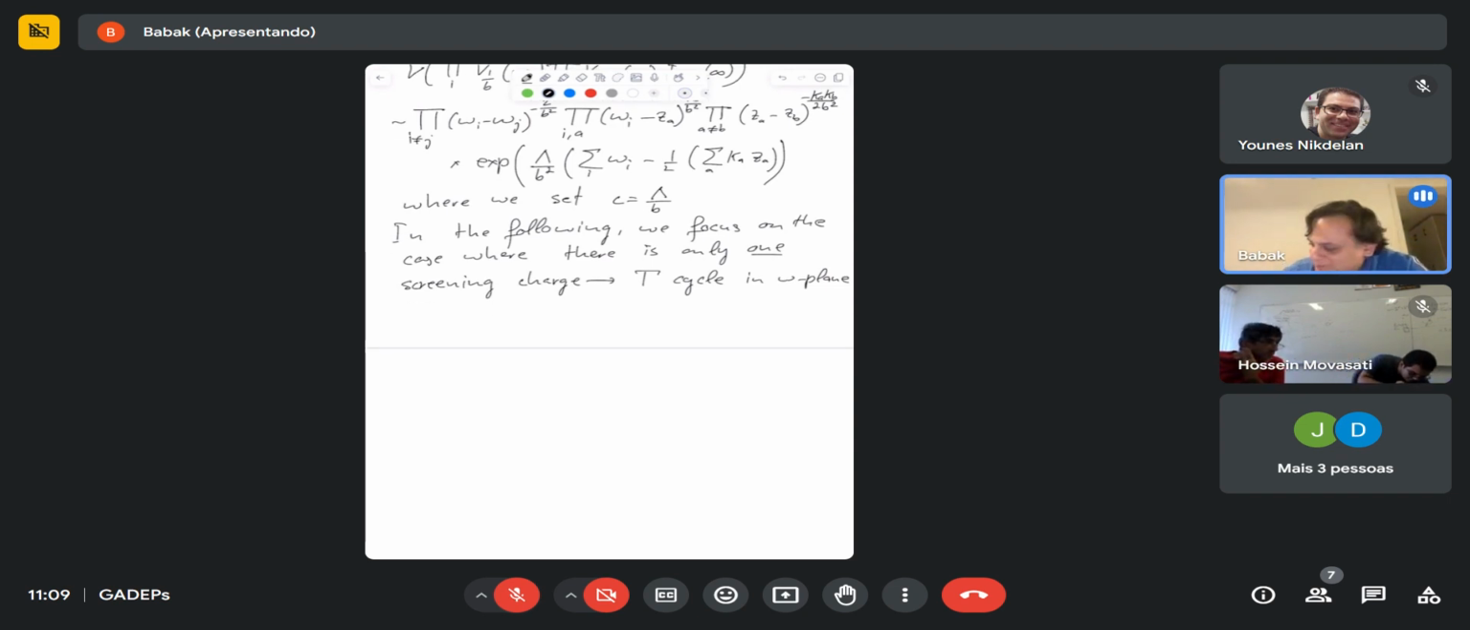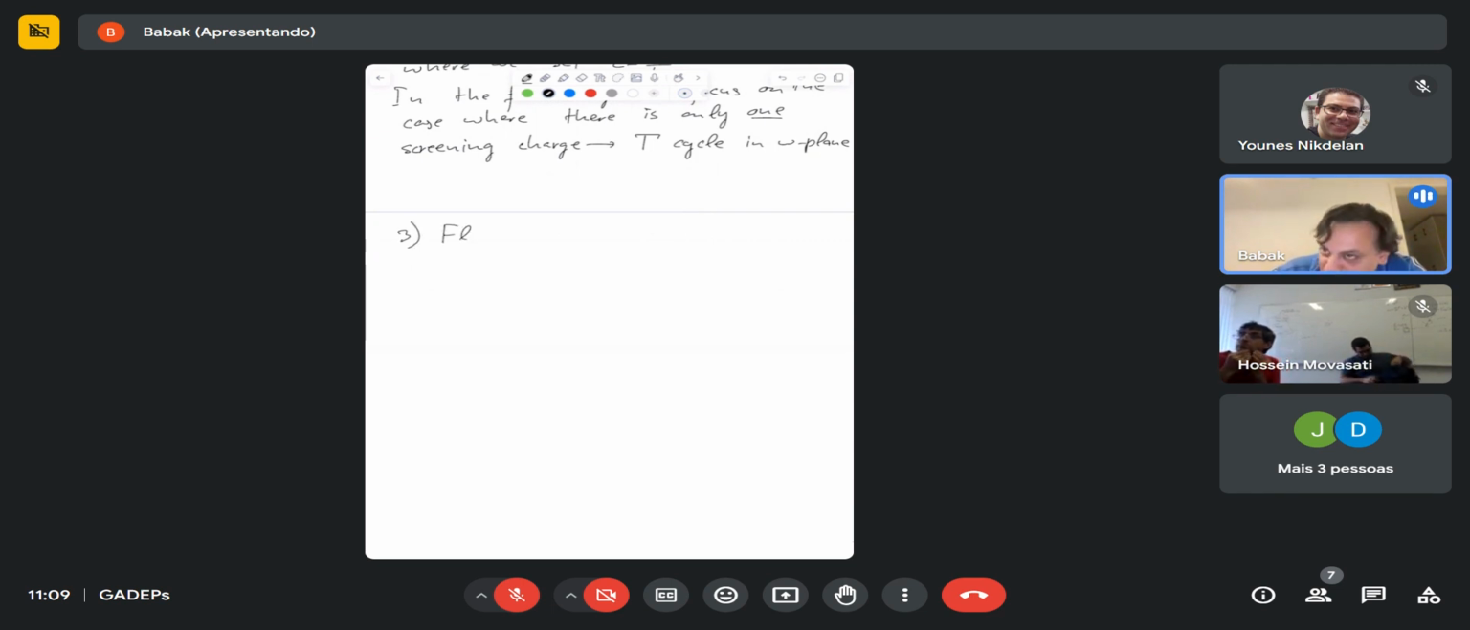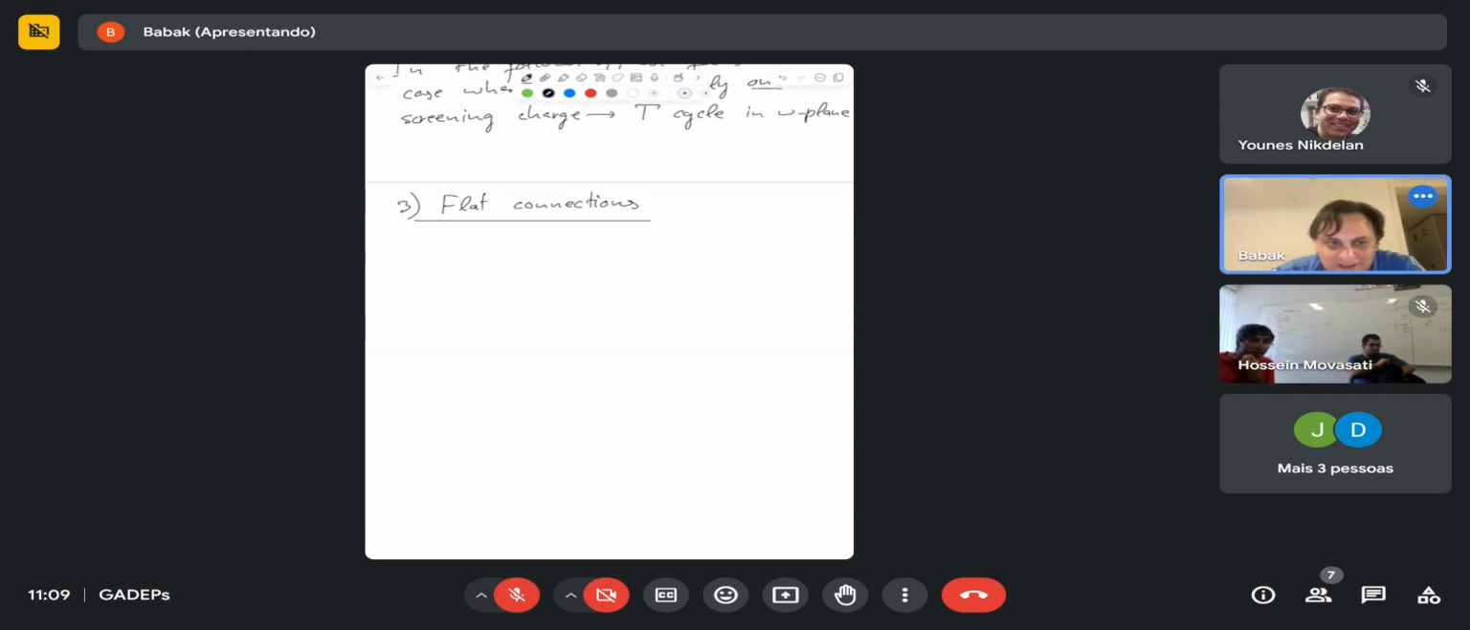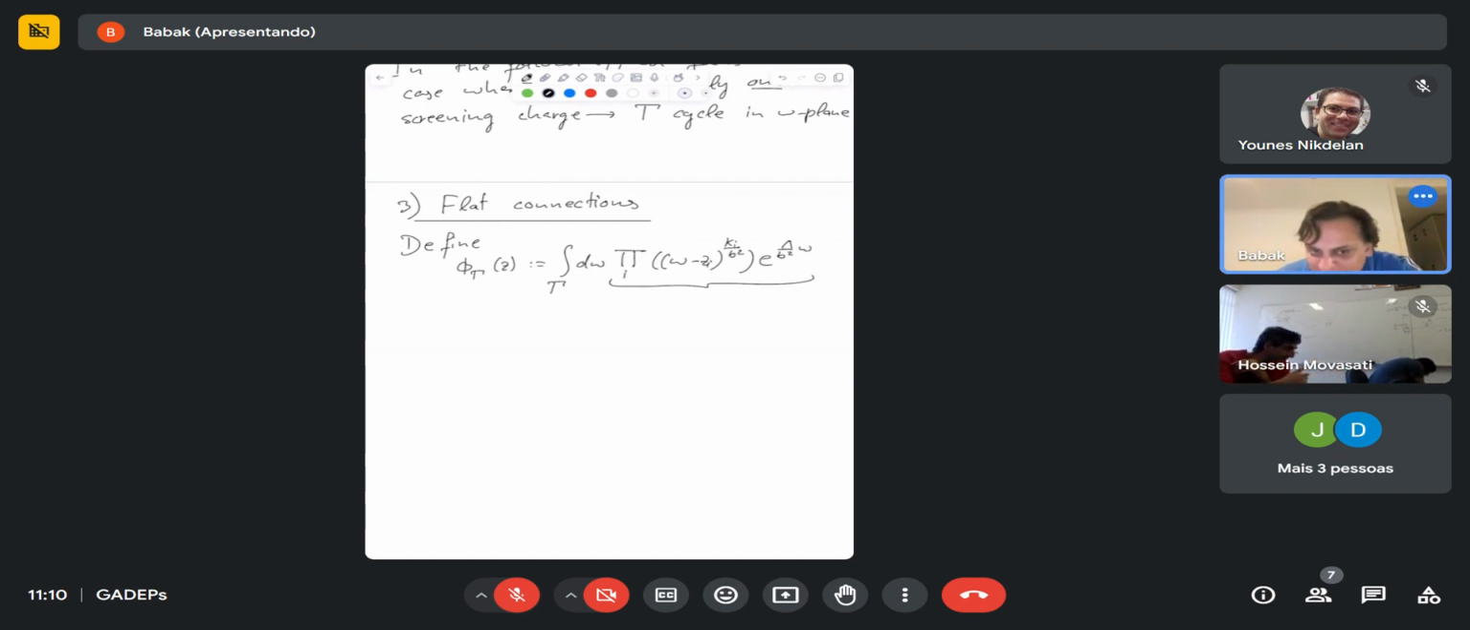So far, so good. Now I come to my main part, namely part 3, which deals with so-called flat connections. Okay. Now we're going to define the following function. Phi gamma is a function of z. This is the integral over this Lefschetz thimble dw, because I have only one w now, of the product over I of w minus zi to the ki over b squared, times e to the lambda over b squared w. I'm going to call this whole thing the exponential of I to simplify my notation, and I is the logarithm of this business.